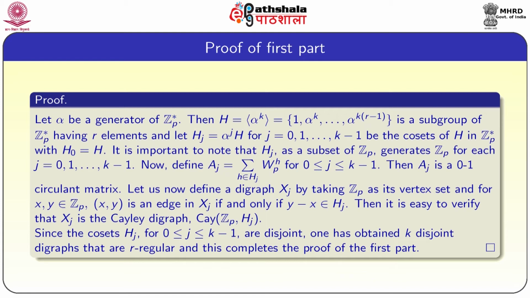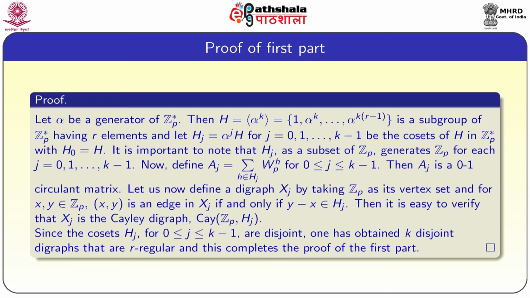Now, we will define a matrix Aj equal to the sum over h belonging to Hj of Wp^h. Recall Wp is the adjacency matrix of a directed cycle on p vertices. So, Wp is a circulant matrix, and any polynomial in a circulant matrix is circulant. So, Aj is a circulant matrix. Further, it is a 0-1 matrix. So, Aj is a 0-1 circulant matrix.